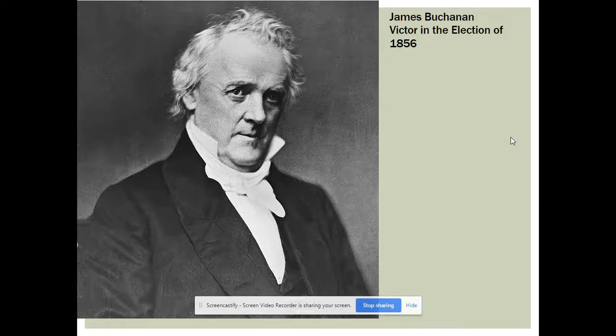So in 1856, the Democrats win with a compromise guy by the name of James Buchanan. He is ranked by most historians as the worst president in American history. And he deserves that title. He basically does nothing for 4 years.